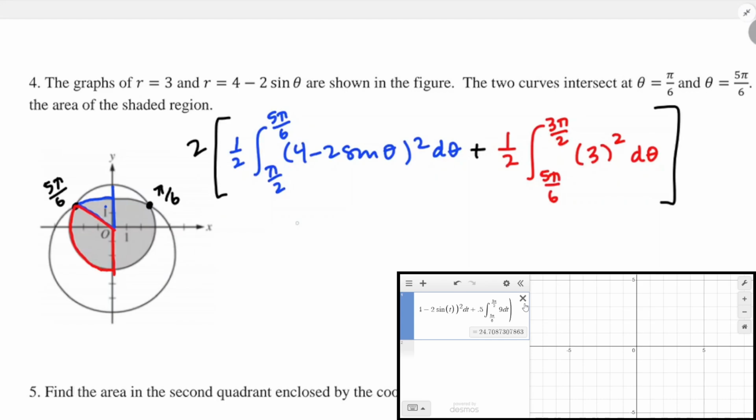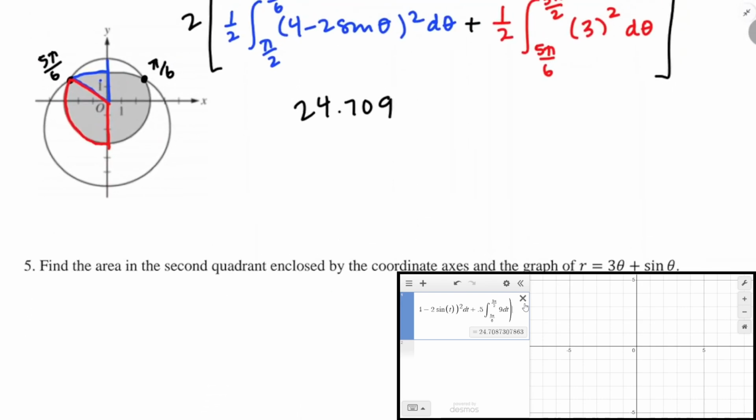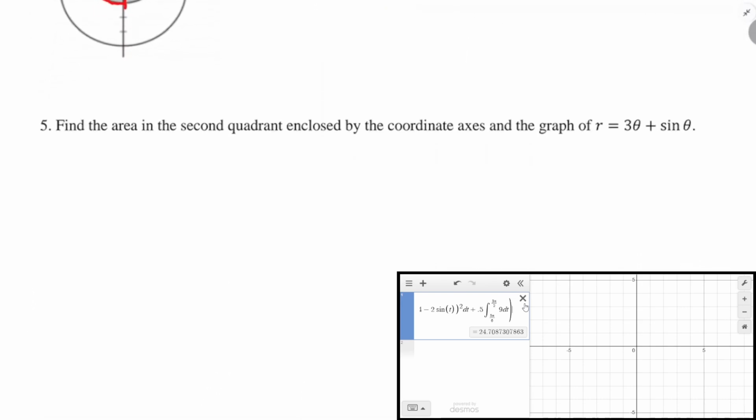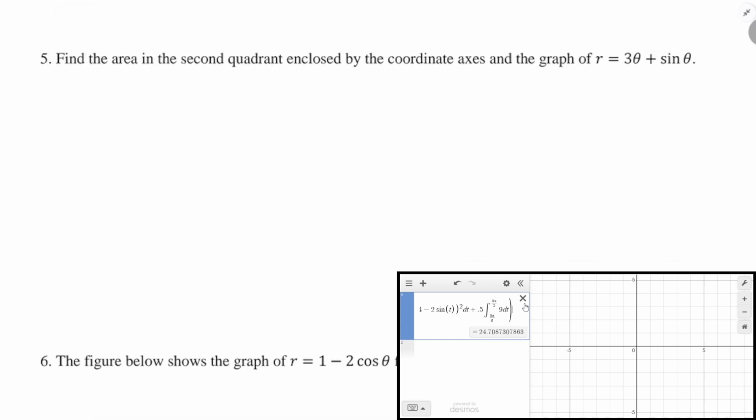24.709. Oh, is that going to be right? 3. Okay, well, the area of the whole circle is 9 pi, which is more than 27, so yeah, I guess that's reasonable. I'm going to find the area in the second quadrant enclosed by the coordinate axes.